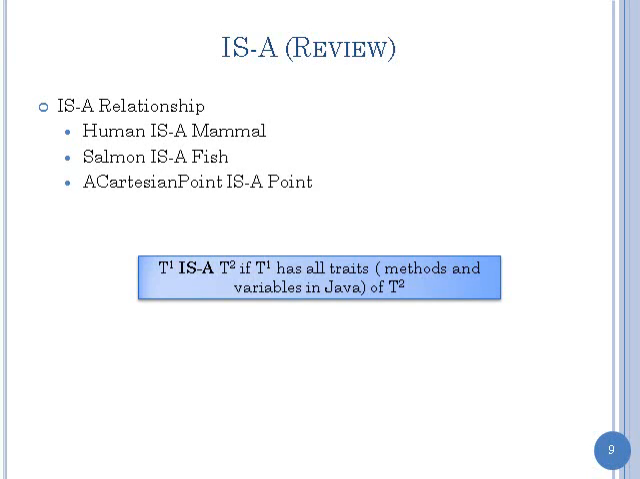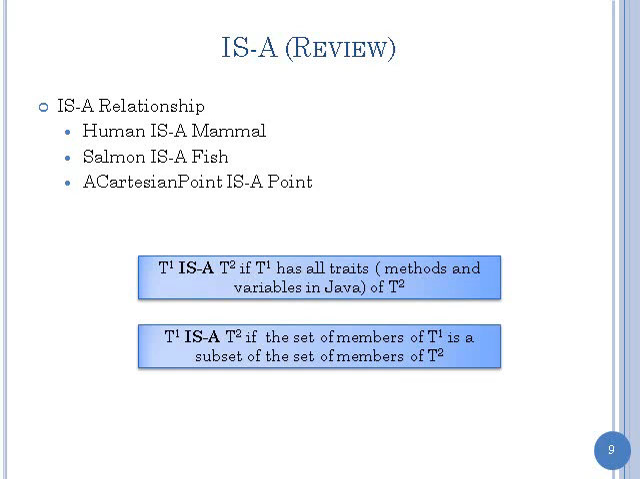Then there was another definition which is going to come in handy today: T1 is a T2 if the set of members of T1, so by typing you are putting some label on a set of things, members, and they all become part of that set. So a type defines a set. T1 is a T2 if the set of members of T1 is a subset of the set of members of T2. So T1 is a special case of T2. That's another way to read is-a.